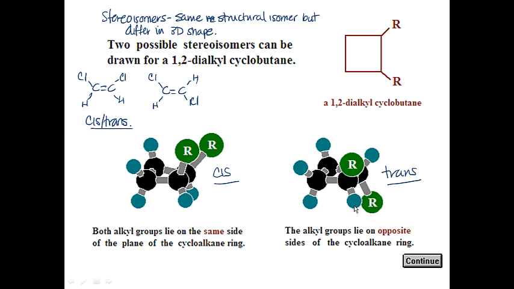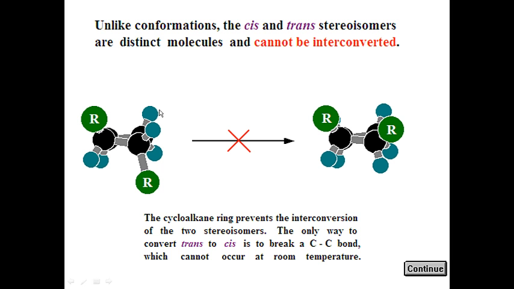Now, we can't interconvert cis and trans. So these are our geometric isomers. Because in order for me to convert cis to trans, I would have to break the single bond and then rotate around the carbon. Well, that's not going to happen at room temperature. So cis-trans isomers for cycloalkanes are exactly like they were for the carbon-carbon double bonds. They're distinctly different and they cannot be interconverted. So we can't interconvert cis to trans without breaking a bond, and that just can't occur at room temperature.